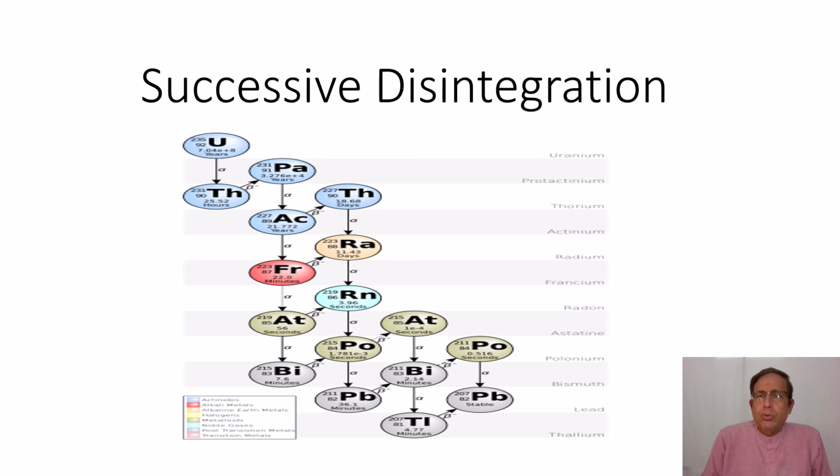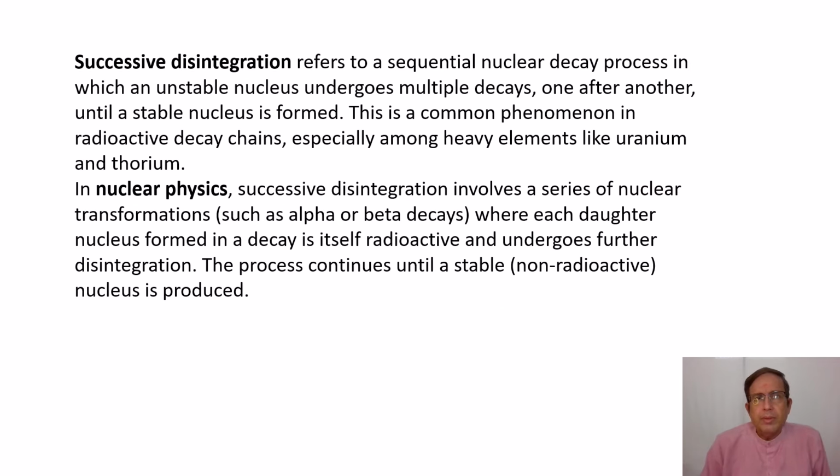Each step is also unstable and has a lifetime or a decay constant which is different from the parent. So we are going to discuss this phenomenon in a little detail in this particular subunit. So what is successive disintegration? It is just a sequential nuclear decay process in which an unstable nucleus undergoes multiple decays, one after another, until a stable nucleus is formed. This is a common phenomenon in radioactive decay chains, especially amongst heavy elements like uranium and thorium.